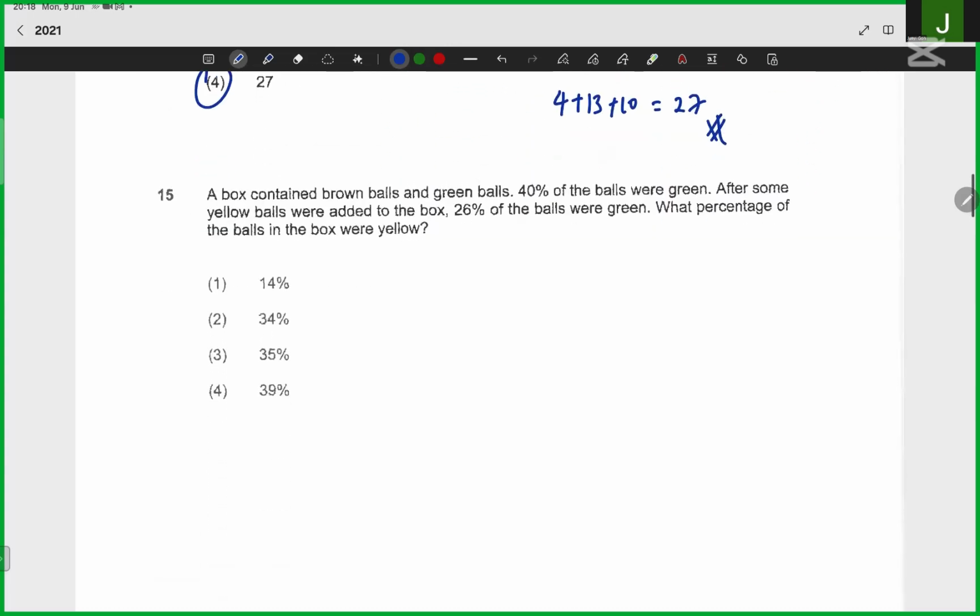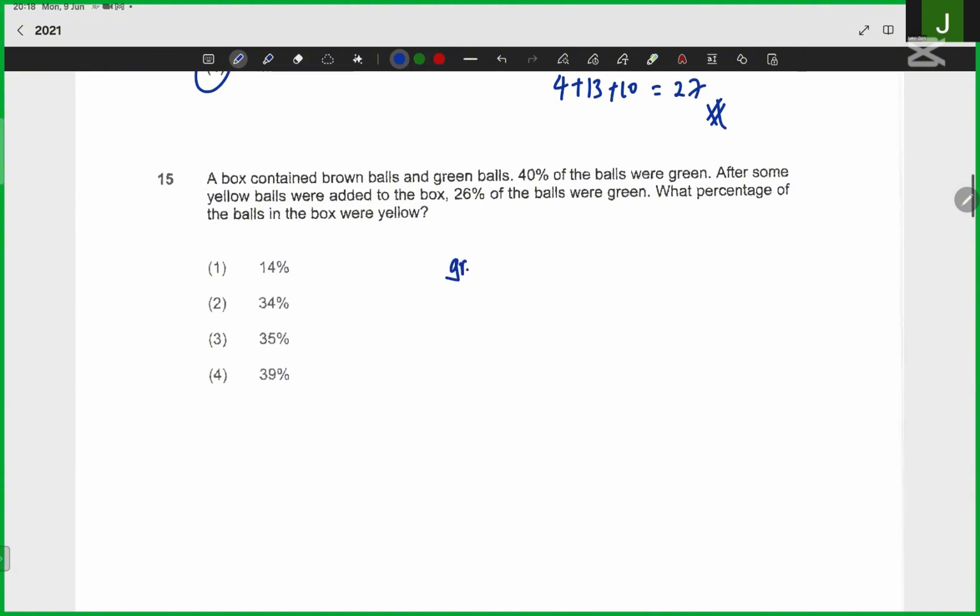Okay, question 15. A box contained brown and green balls. 40% of the balls were green. After some yellow balls were added to the box, 26% of the balls were green. What percentage of the balls in the box were yellow? So this one is very sad, right? Because the green and the brown, nothing happened to them, but suddenly they become less. So how do I understand this question?